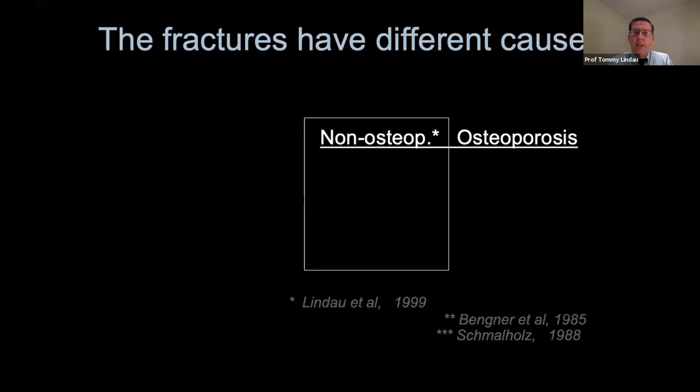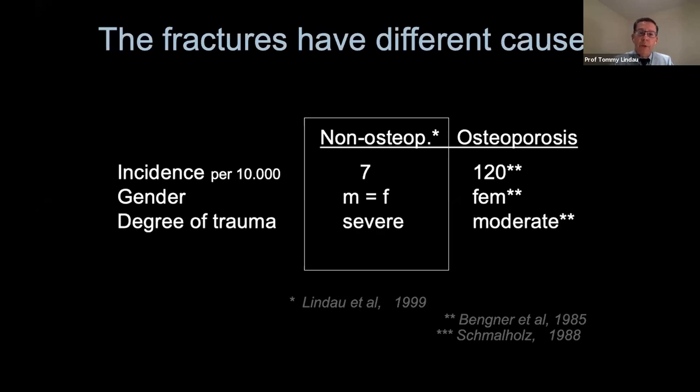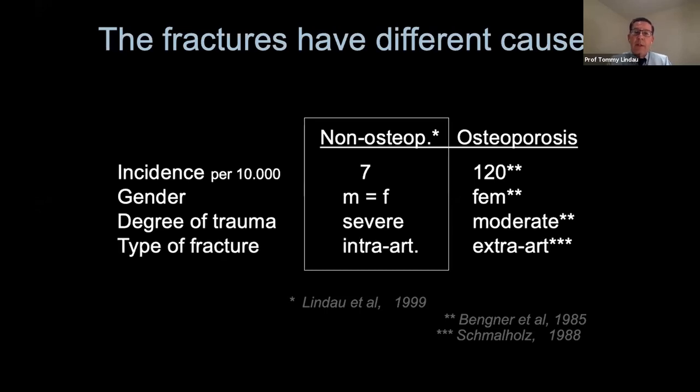We also know that there's quite a big difference in these two patient groups. With incidence, the non-osteoporotic patients are very few compared to the big bulk of osteoporotic fractures. In the younger age group, men and women fracture equally often, as opposed to the osteoporotic group, which is predominantly women. The degree of trauma is severe in the non-osteoporotic group, as opposed to the osteoporotic group, where there's a minor slip on icy ground. The non-osteoporotic fractures are mainly intra-articular, as opposed to mainly extra-articular for the osteoporotic group.